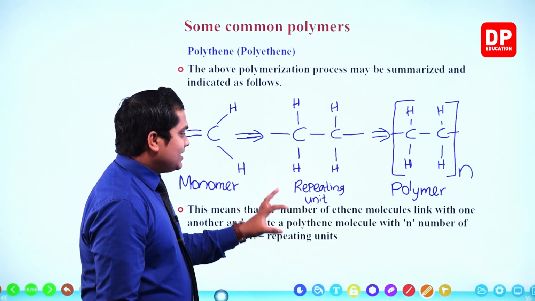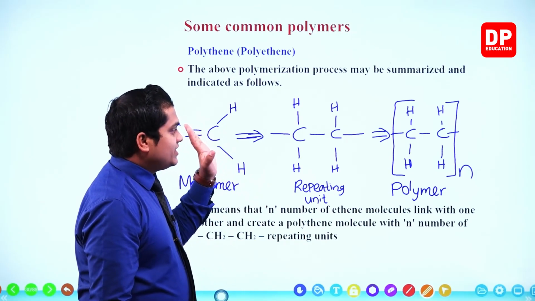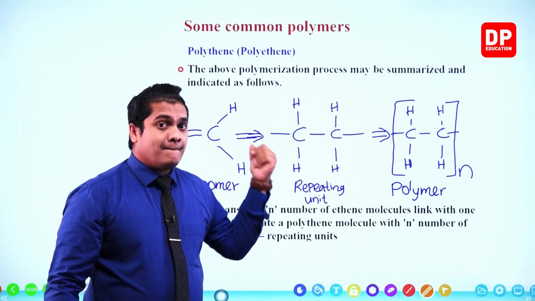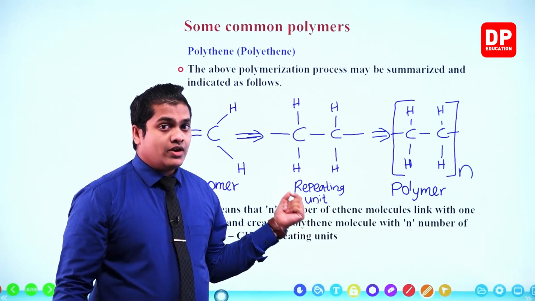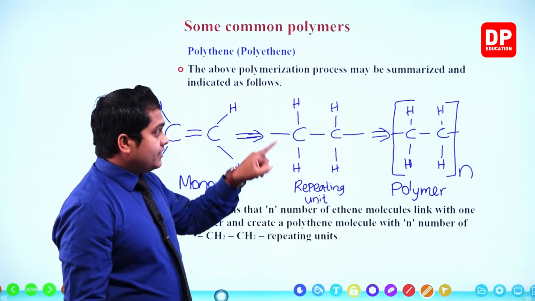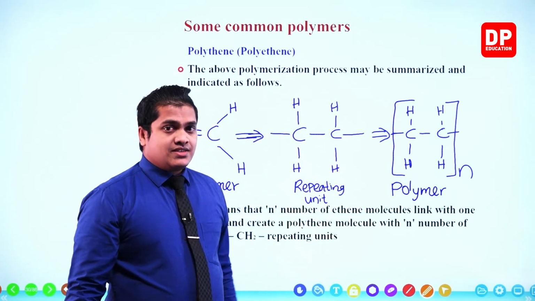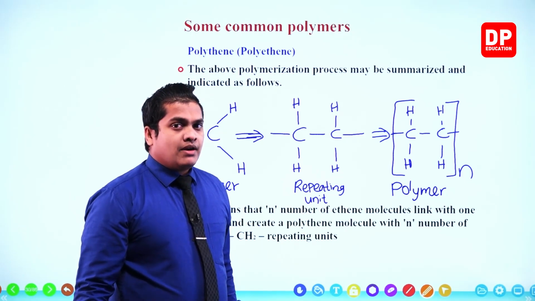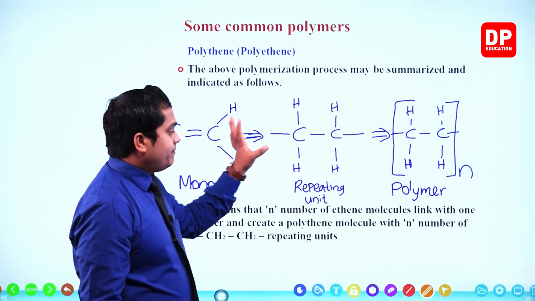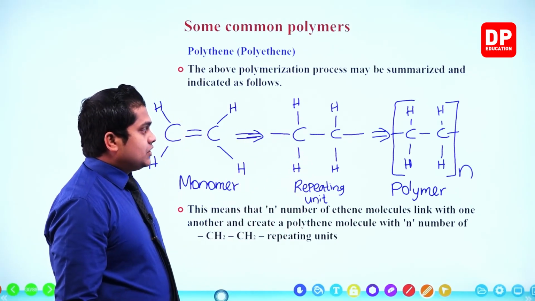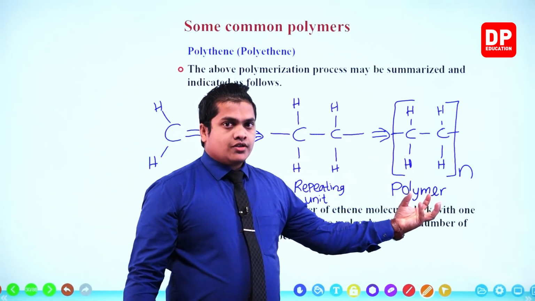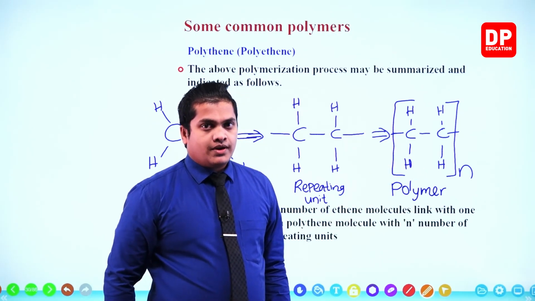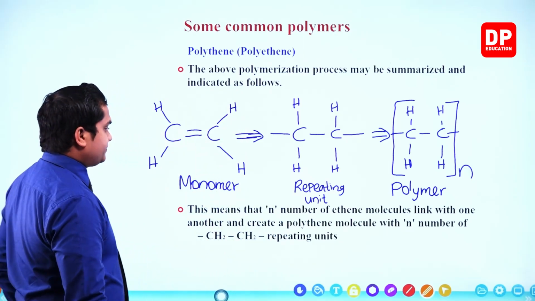Repeating unit, that is the molecule which is created by the breaking down of the double bond in order to repeat. Then the polymer. Polymer is the larger molecule created by the combination of a large number of repeating units. So this is the structure of polythene, my dear children. Okay, the structure of polythene. Right then.